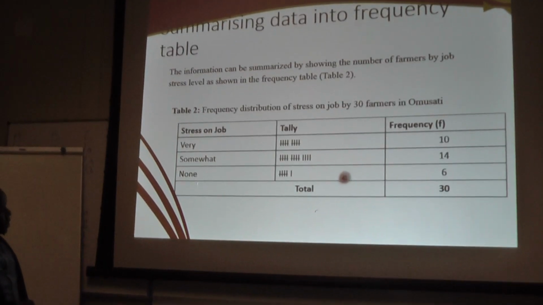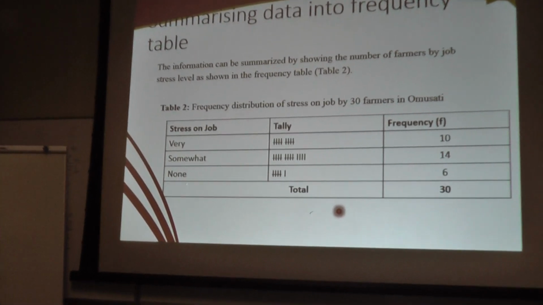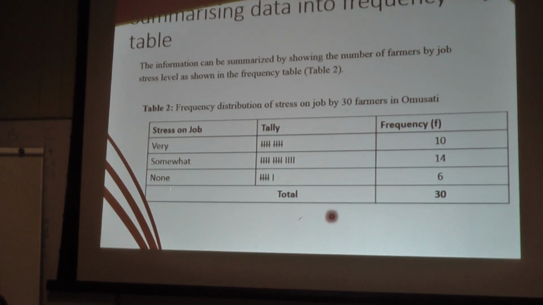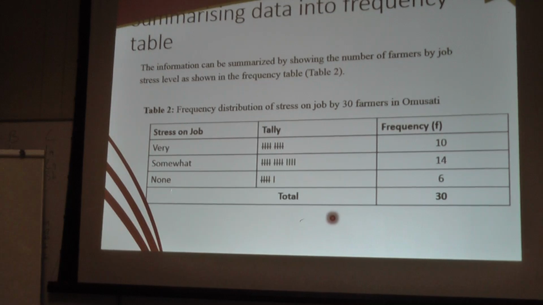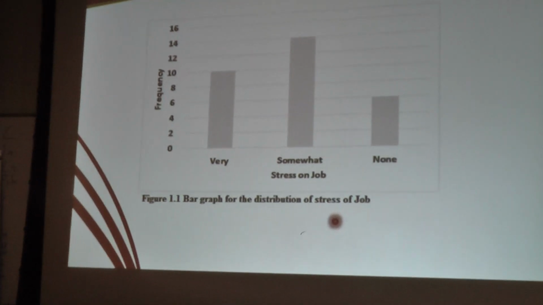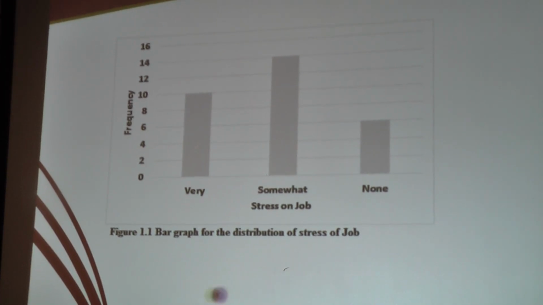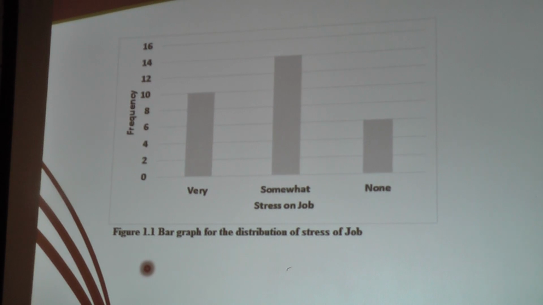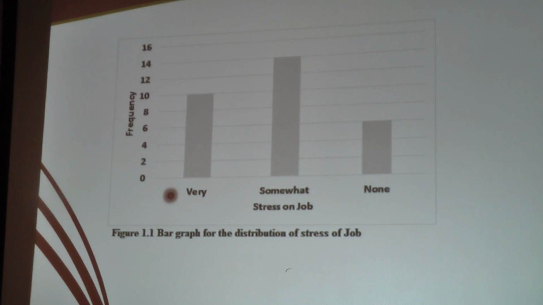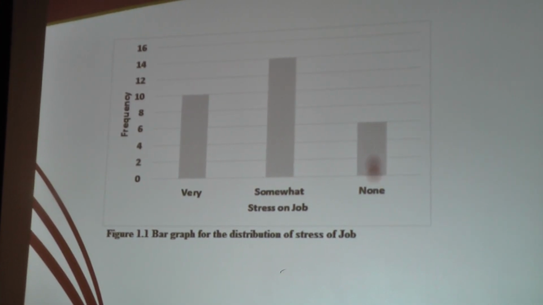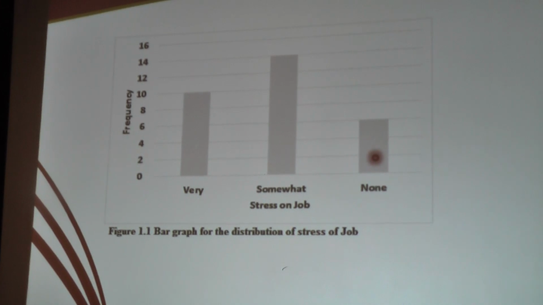Now, from this frequency distribution for a qualitative variable, you can also go on to produce all the necessary qualitative graphs. Qualitative graphs include the bar chart. You can see here, this is a pictorial visualization of the data displayed in the frequency distribution table. You can see the bar chart here. From here, one can easily tell that a lot of farmers are somewhat stressed, those that are very stressed also follow, and very few are not stressed. You can see that bar is smaller.